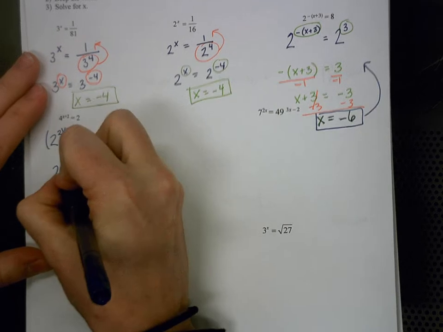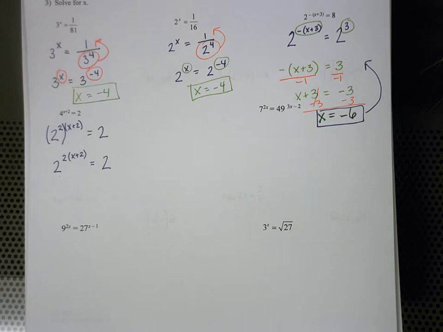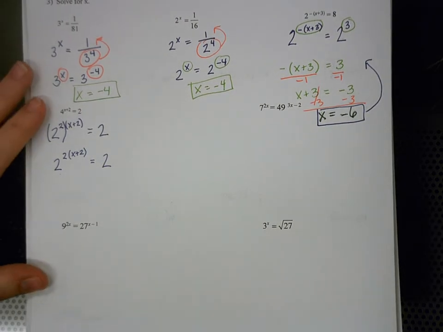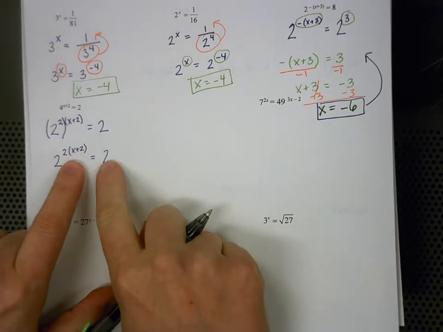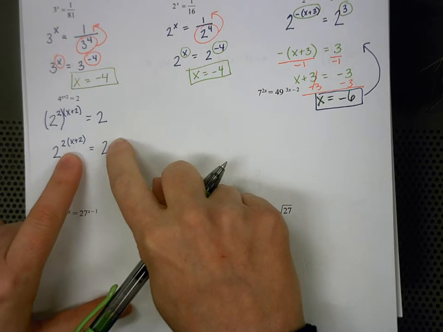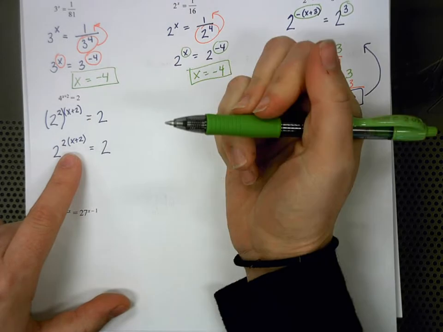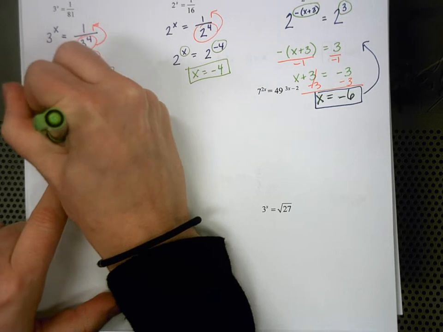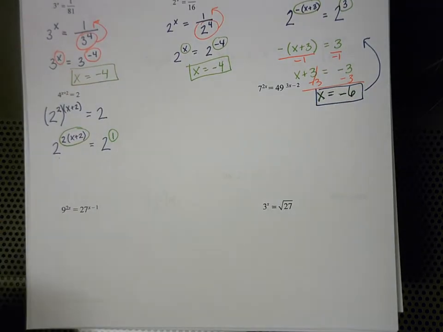But I can rewrite it as actually multiplying the 2 times the x plus 2. Now, my bases are the same, but the right-hand side seems to not have an exponent, but we have to remember that even if the exponent is not written down, there should be one that exists. So 2 is 2 to what exponent? 2 to the first is the same as 2. So I'm going to set the 1 equal to the other exponent of 2 times x plus 2.